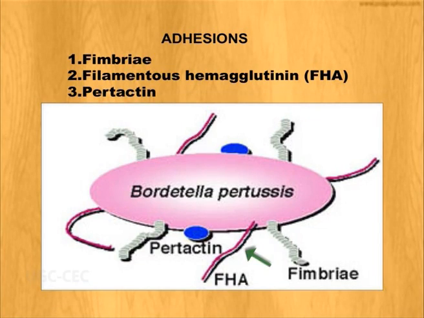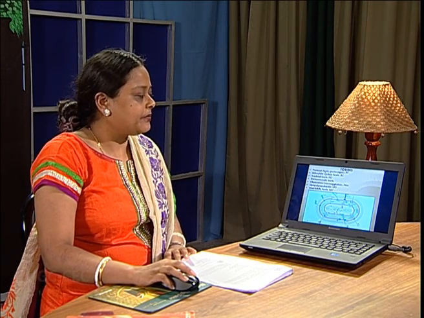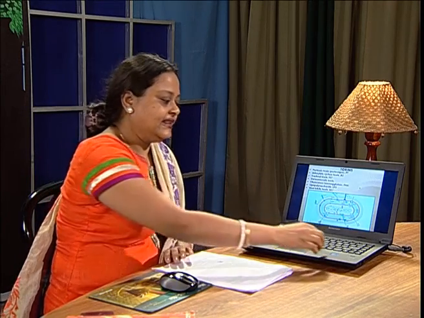While the filamentous hemagglutinins have roles in serology, serological testing, and they are named because they appear filamentous in nature under the electron microscope. So we will be discussing mainly the pertussis toxin in detail. Let us see the structure of it first.